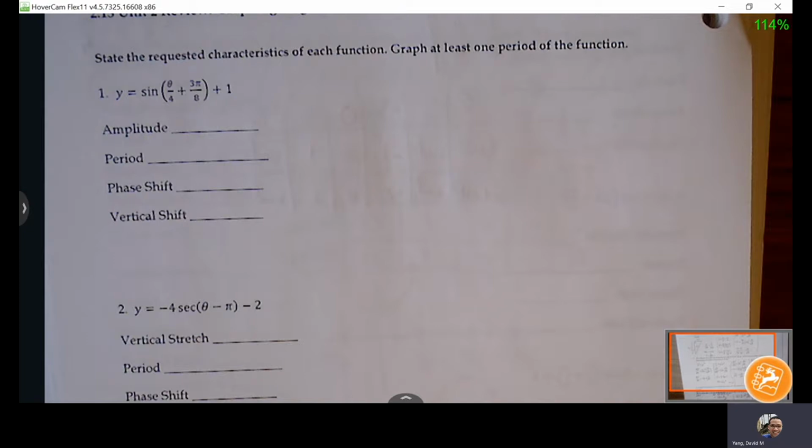Well, this one's 3,000. If your B value is greater than 1, it's going to be a horizontal compression. If your B value is between 0 and 1, it's going to be a horizontal stretch. You can't solve it without the interval, because if it wasn't in the interval, just keep that in mind. So if it's like 1/4, 1/5, 1/6, that's going to end up stretching.